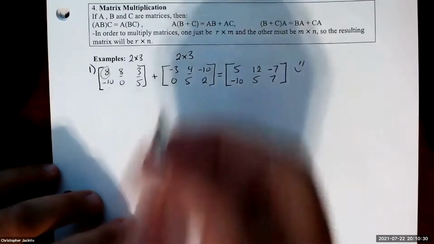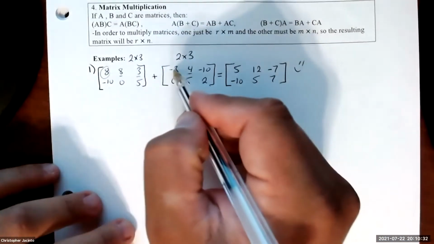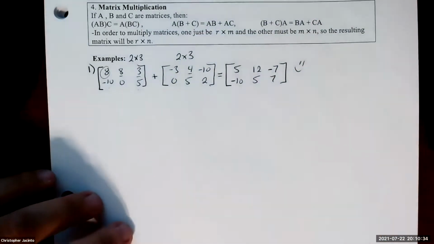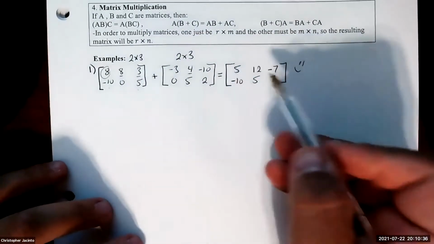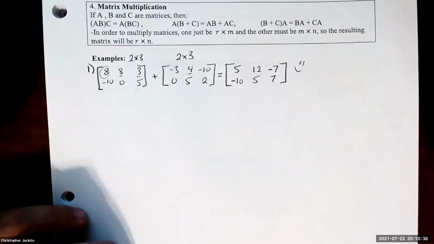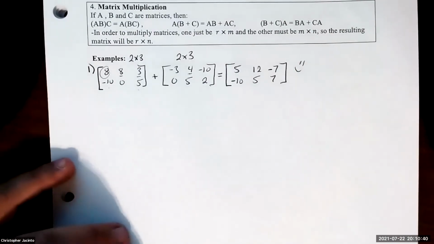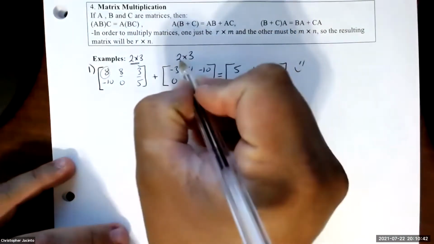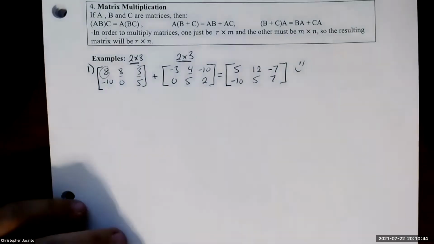And same thing when you subtract, right? You would subtract, you do 8 minus negative 3. That would be adding. So that would be, in this case, 11. So adding and subtracting matrices are pretty straightforward. Again, the only key thing you've got to remember is they both have to have the same dimensions.